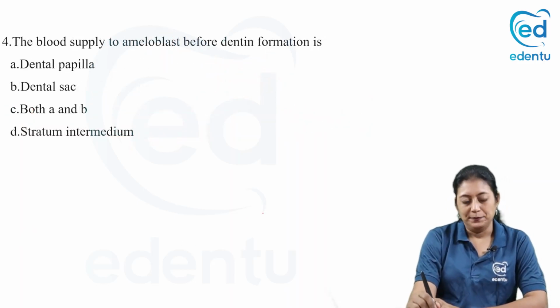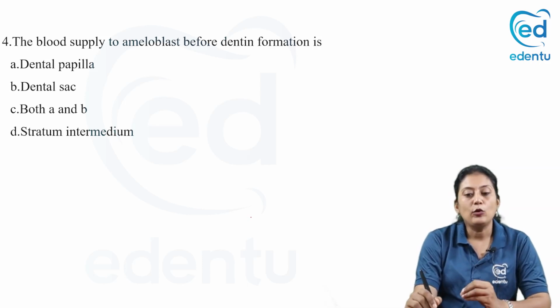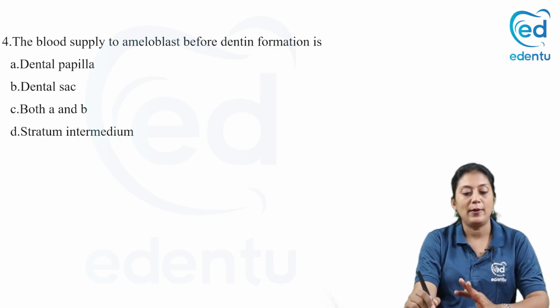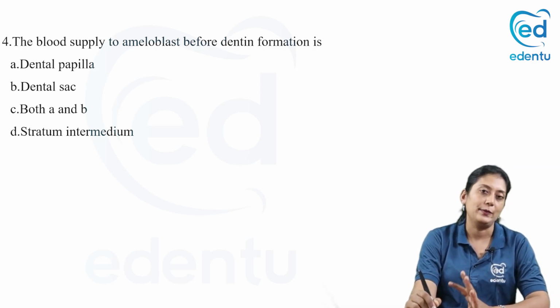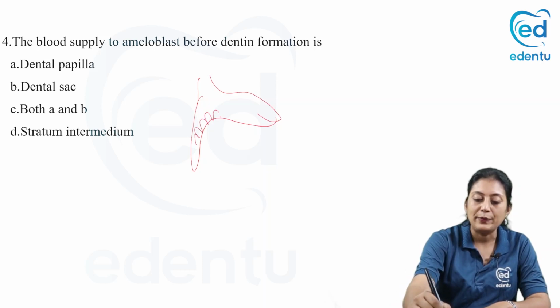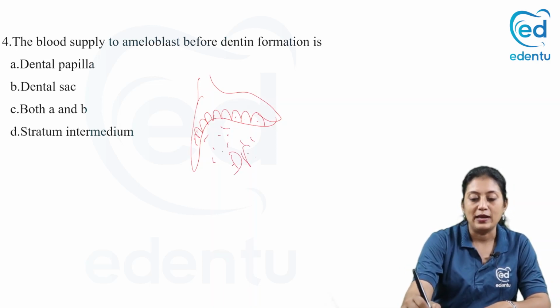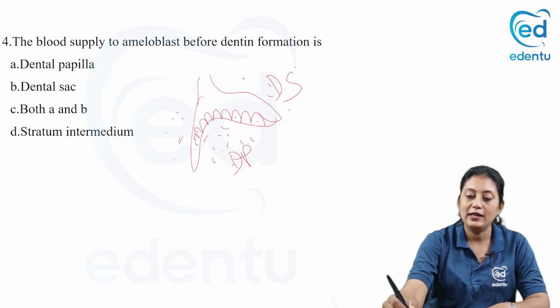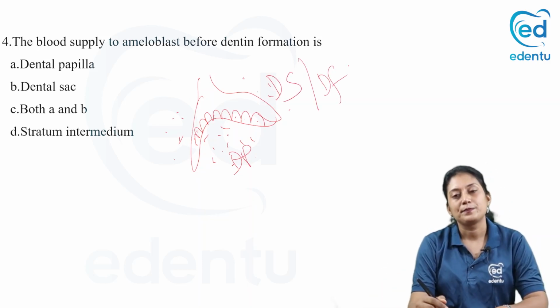The fourth question: the blood supply to the ameloblast before dentin formation is what? Is it dental papilla, dental sac, both dental papilla and dental sac, or stratum intermedium? During tooth development in the advanced bell stage, you have the inner enamel epithelial cells here. Below the enamel organ, you have the dental papilla. Surrounding the enamel organ, you have the dental sac. The other name for dental sac is dental follicle.